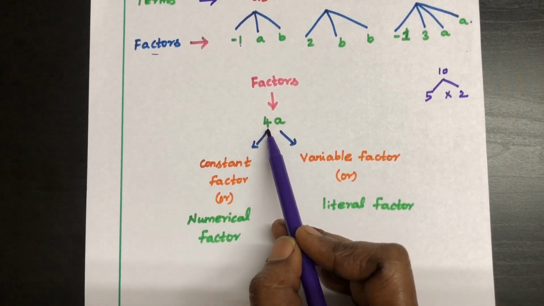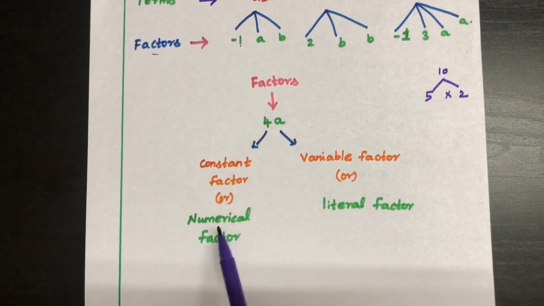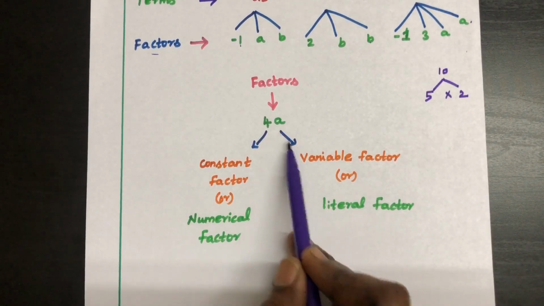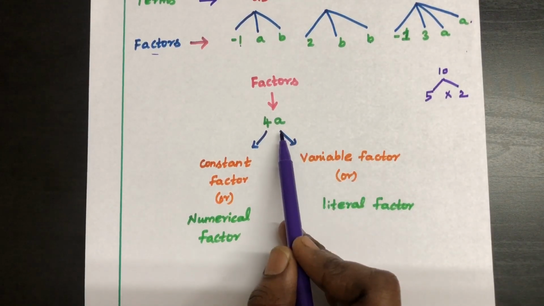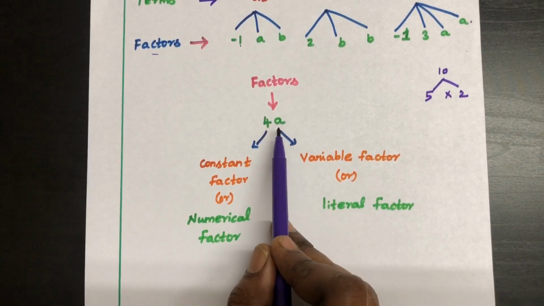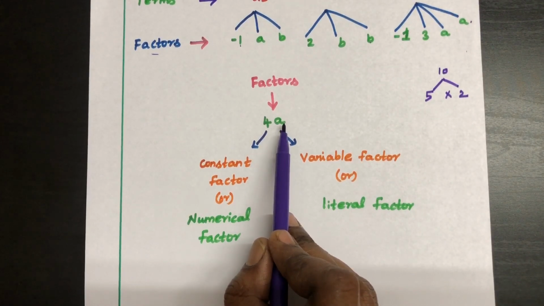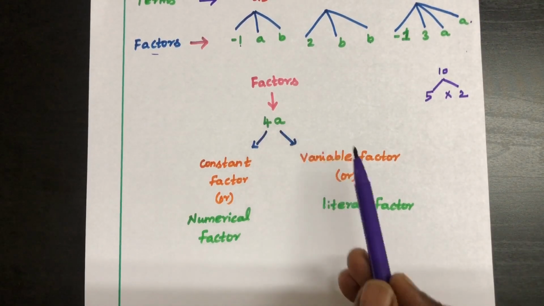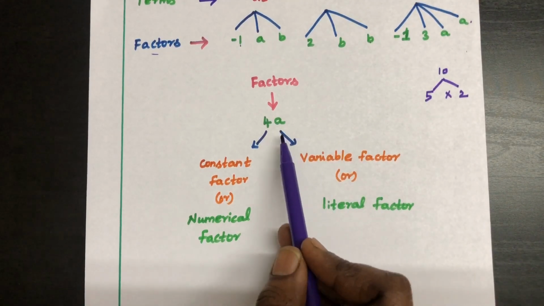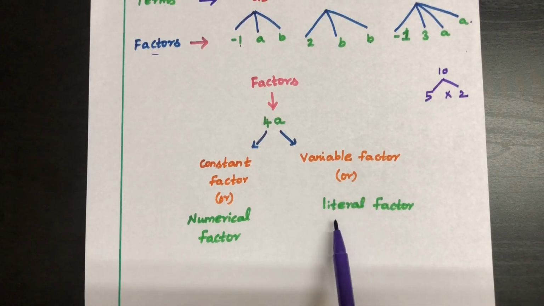So 4 is a number. It's a constant. It has a fixed value. 4 means 4 only. So it is a constant factor. It can also be called a numerical factor. Also, this a is a variable factor. So it can vary. If you give any number, any input to this variable a, it will change. For example, in the place of a, if you give 2, 4 into 2 gives you 8. So similarly, any number you can give for this a. So it is a variable factor, or it is also called a literal factor.